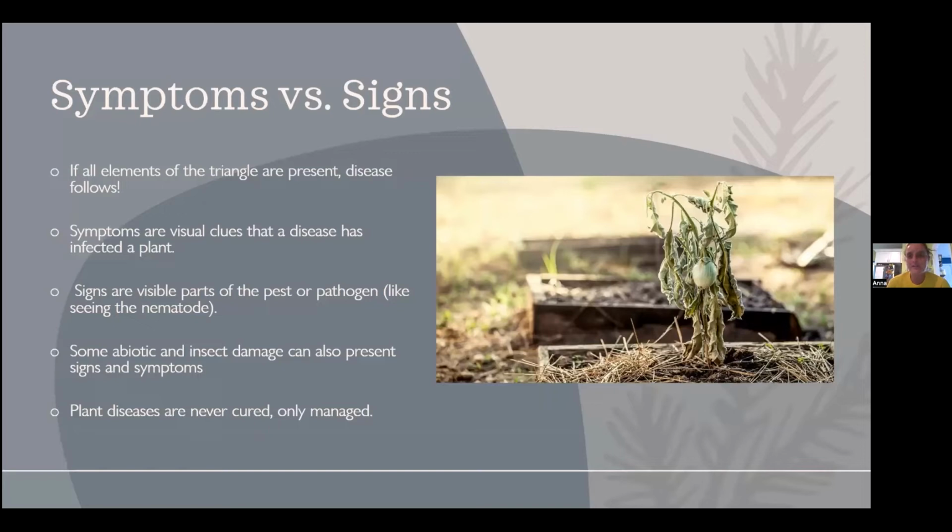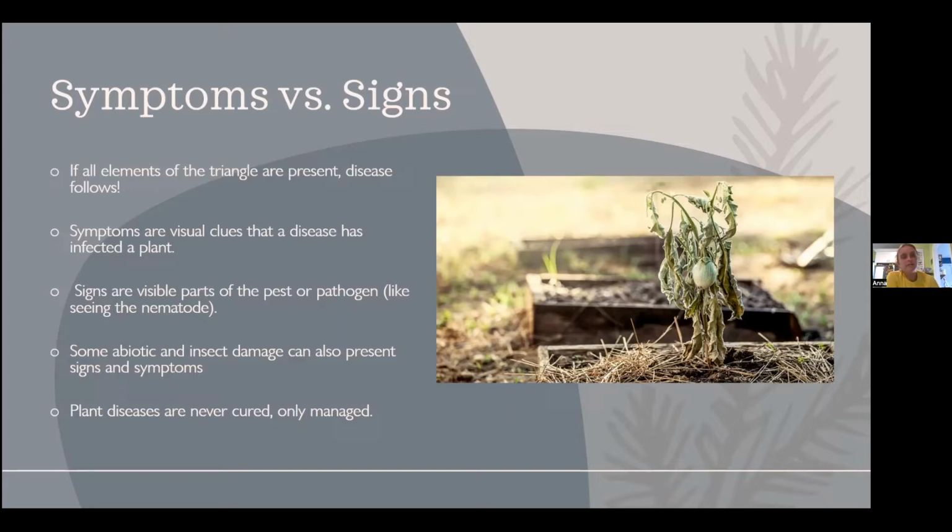So symptoms versus signs. This is where we put on our lab coat a little and start talking about what are some of the things, when we're out in the landscape, in our gardens, in the fields, that might tip us off that we're dealing with a plant disease versus, say, insect damage or something environmental that could be causing stress to these plants and causing them in a lot of cases to look sick, produce less, or die even. So signs versus symptoms. This is something to look for.